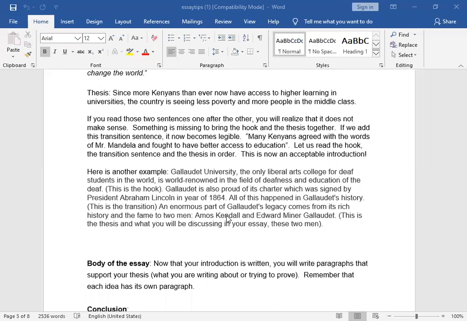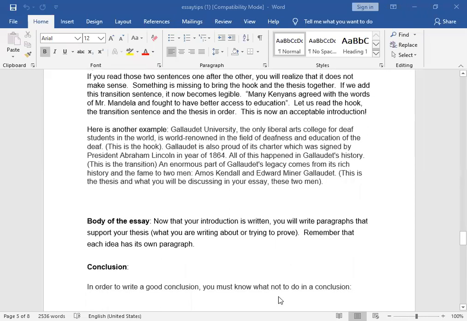At our level, most of our compositions are not about proof. They are about narration or a narrative. So it is much easier compared to trying to write to prove something. So remember that each idea has its own paragraph. You already said that each step on the way, each plot, must be made into a paragraph which interconnects with the next and the one before, right?